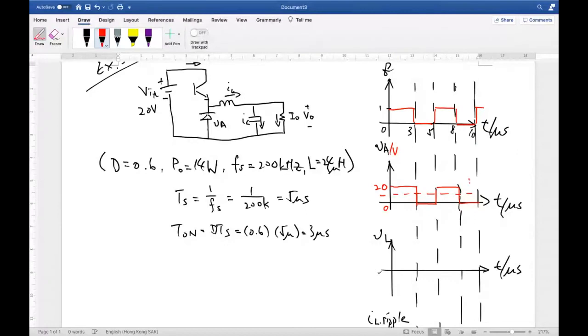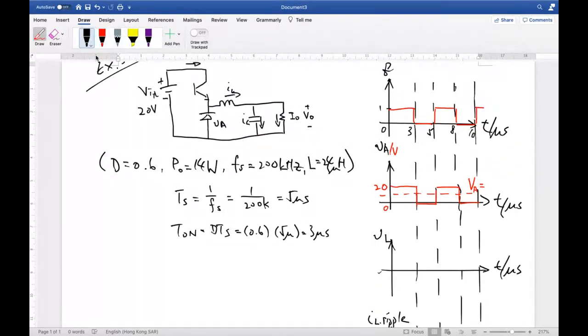Then we also need to determine its average value. This average value is capital V with the subscript A, and it should be equal to V naught. If you don't remember, no problem. As I mentioned, you can just calculate this area and then divide it by TS, and then you will know the average VA should be equal to V naught. V naught here is not given, so we need to do the calculation.